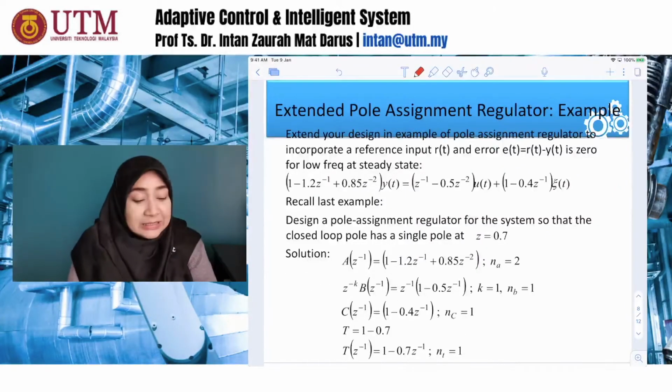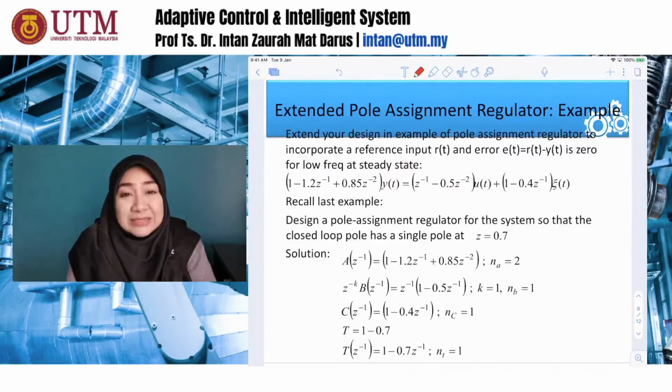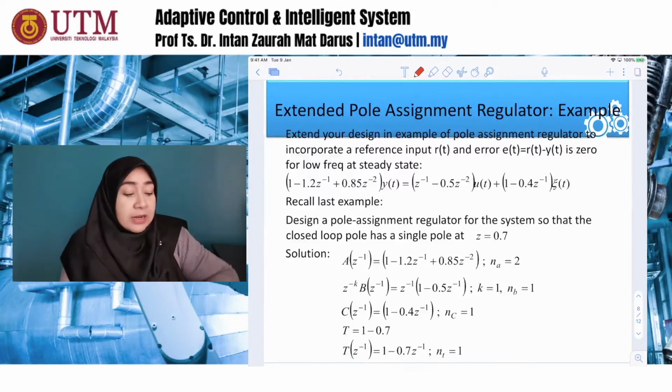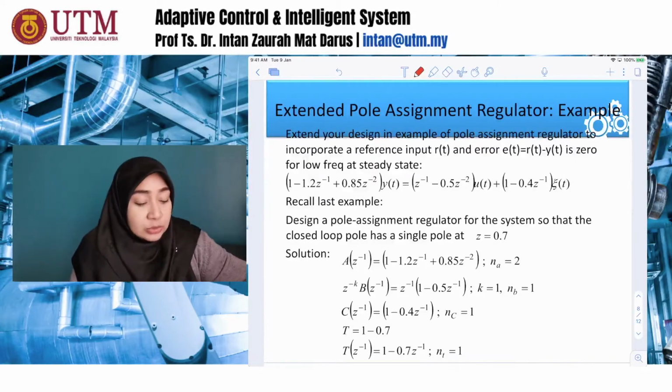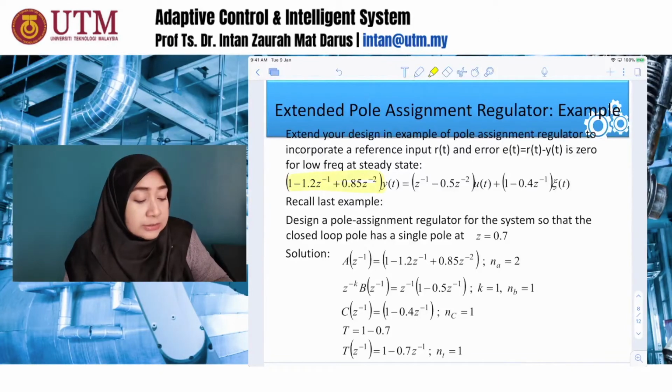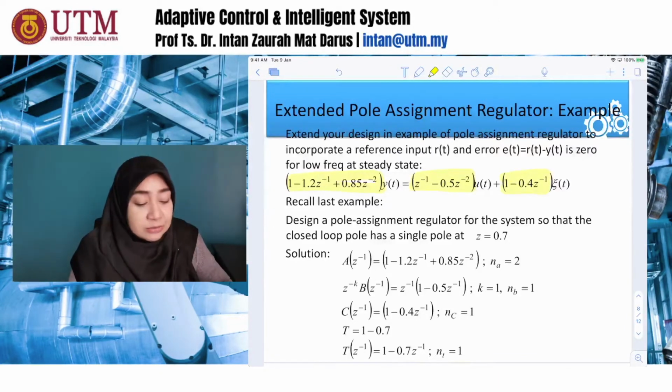Let's have a look at this example. This is an example of an extended pole assignment regulator that you need to design for the problem shown in this equation. You have a system with y(t) equal to z^-1 minus 0.5 z^-2 divided by A. So this is your polynomial A, that's your z^-k B, and this is your polynomial C. All right, so this is the problem.